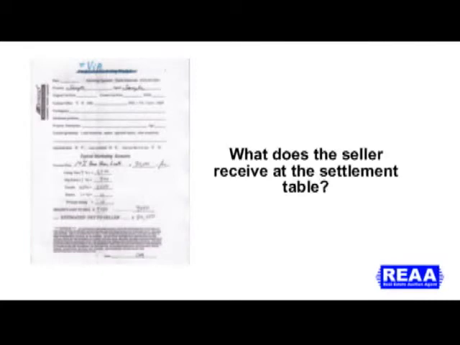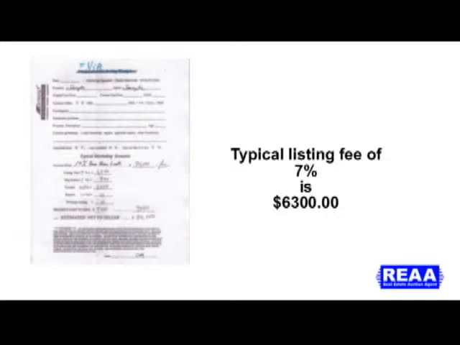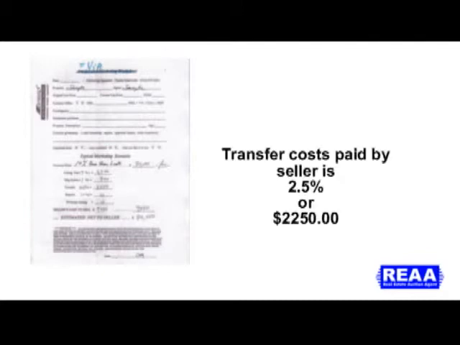What does the seller receive at the settlement table? This is the most unknown thing for most sellers today. What do they get when they sell? Typically you have a listing fee of 7%. In this case it would be $6,300. Mortgage points usually, or some type of participation payment to the mortgage broker creating the loan. 1%, which is $900. Transfer costs, which is paid by the seller, typically about 2.5% or $2,250.